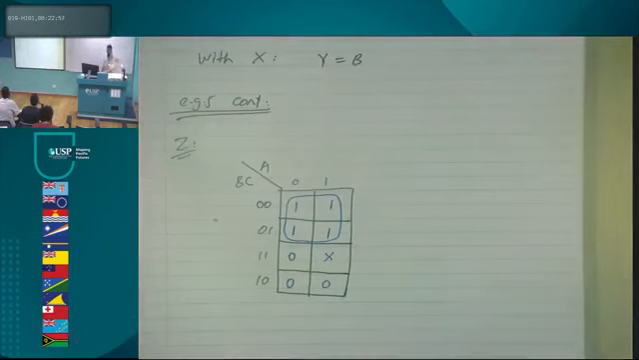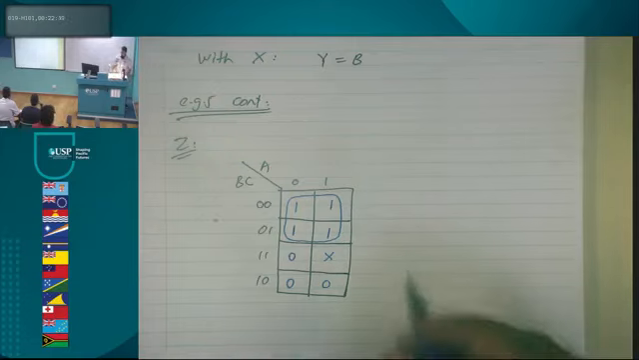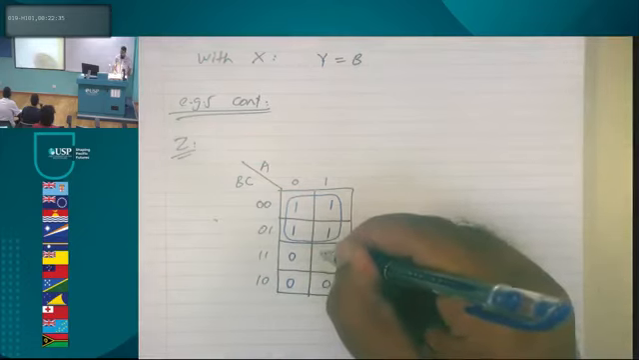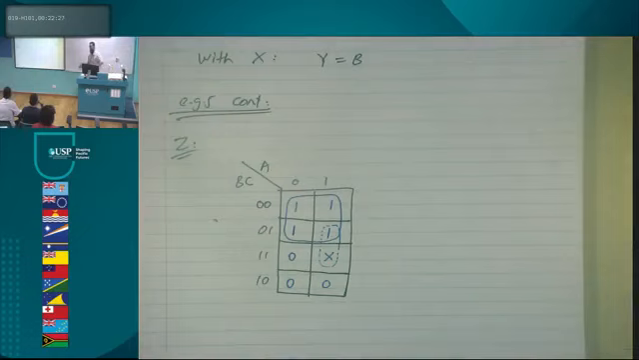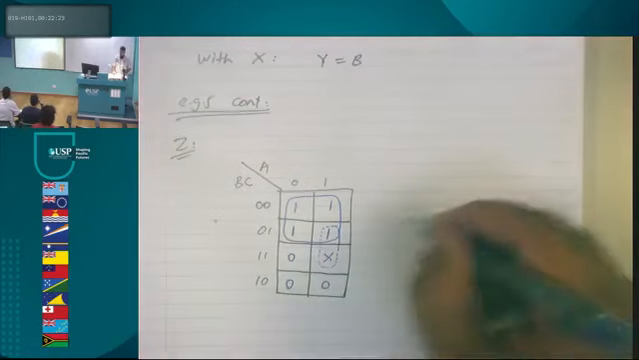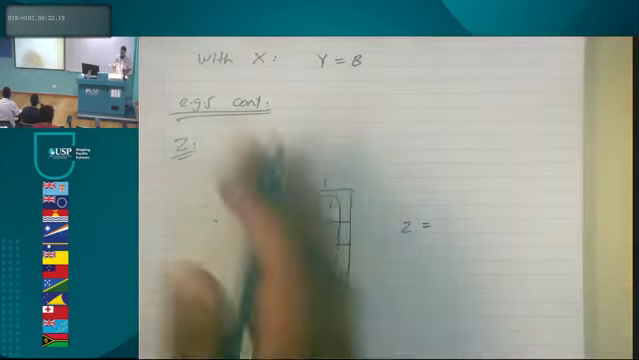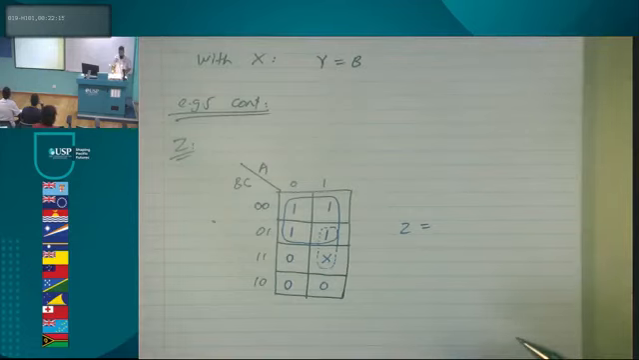If we were to include our X, what do we get? The only way to include the X is to put it that way. But that would make two terms, because every group gives you one unique min term. So in this case, what is our answer? Z is equal to, what's common? Is A common? No. Is B common? I think a B bar is common. Yeah, that's a B bar which is common. Z is equal to B bar.